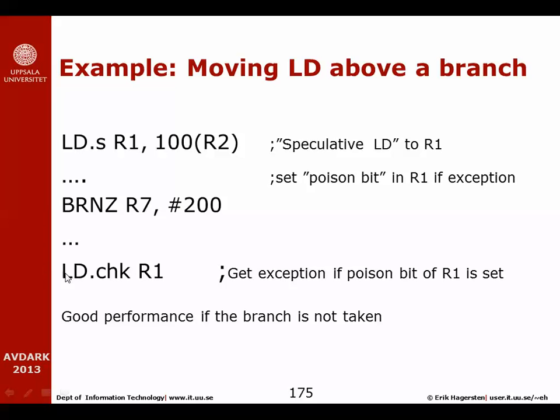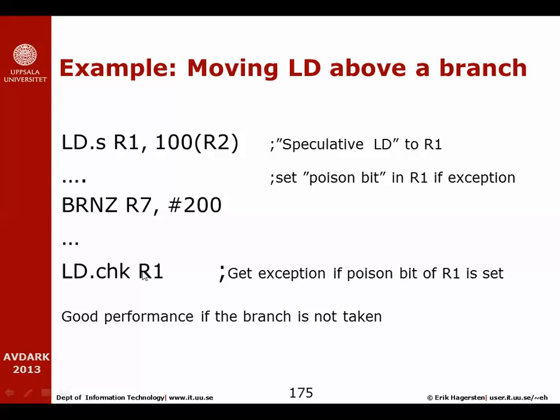At the place in the code where we before had the load instruction that we now have moved up, we execute yet another instruction. This is called load check. And all this instruction will do is to check to see if the 65th bit, the poison bit, is set. If that bit is set, this is the point in time where we take the exception and not where the load actually happened. So that means that the exception will still happen in the right place.